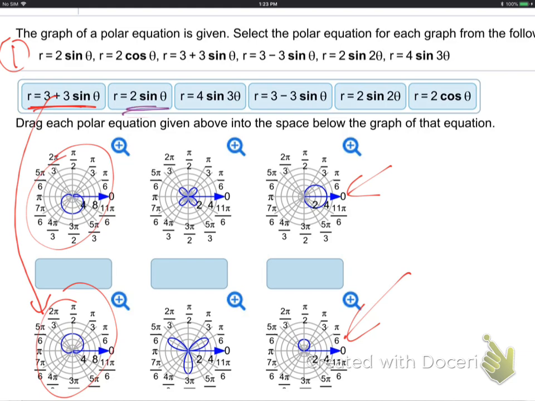So the next one is 2 sine theta. What's that? It's a circle. Yeah, that's a basic circle, right? Basic circle.